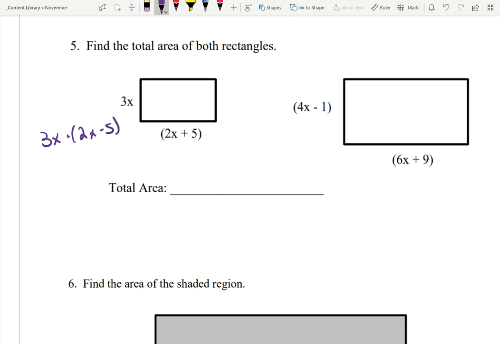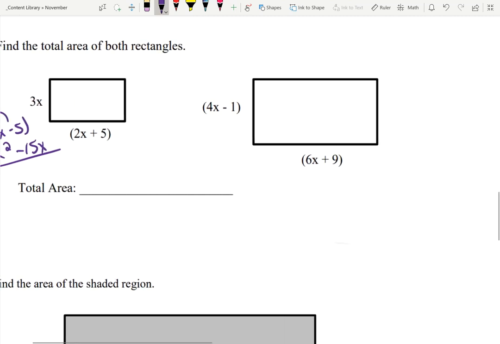So when you multiply 3x with 2x minus 5, you're going to have to distribute 3x times 2x and 3x times negative 5, because this has to get multiplied to both of those terms, which makes this 6x squared minus 15x. All right, so there's the area of our first rectangle.